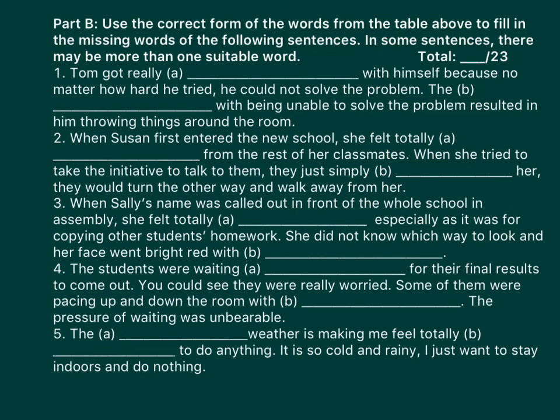Part B. Use the correct form of the words from the table above to fill in the missing words of the following sentences. In some sentences there may be more than one suitable word. Once again, the exercise is displayed across two screens. You may stop the video while you fill in the blanks and go through the screens one by one. And when you're finished, continue to screen 3 and 4, where the answers will be displayed.